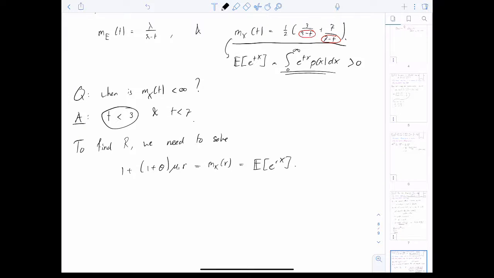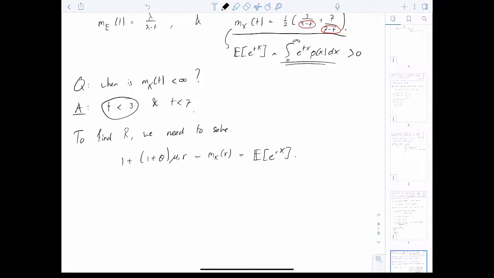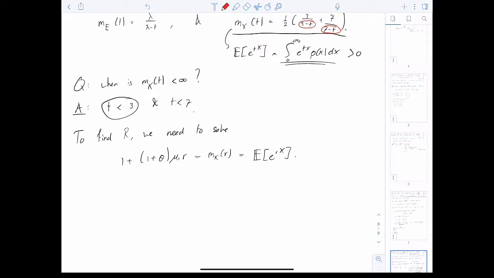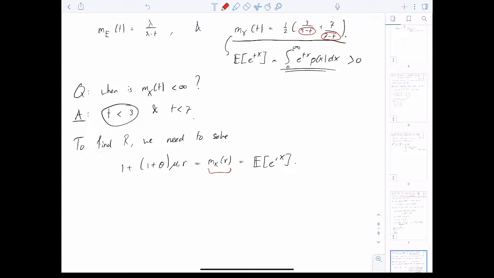Now if we plug in what we know, then we have two unknowns. This one we just computed right here, so we can plug in r instead of t in this expression, but we don't know the expectation yet. This is the expectation of X, and we don't know it yet, so we have to compute it.